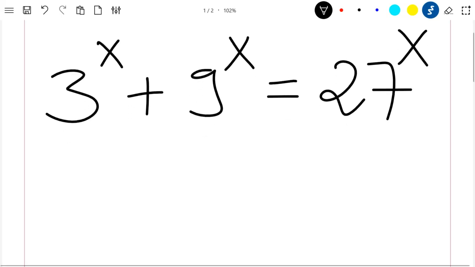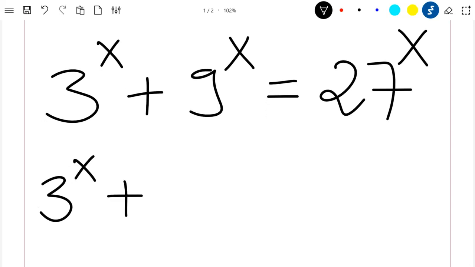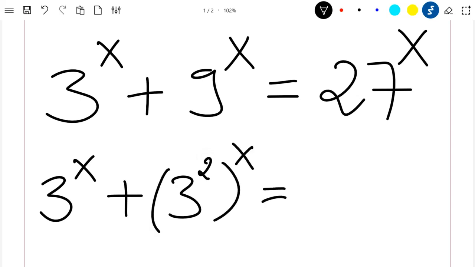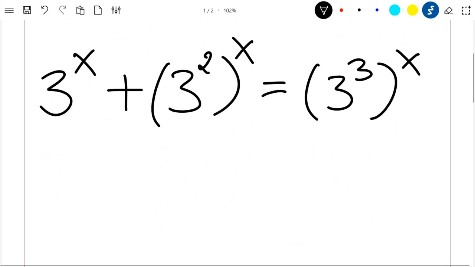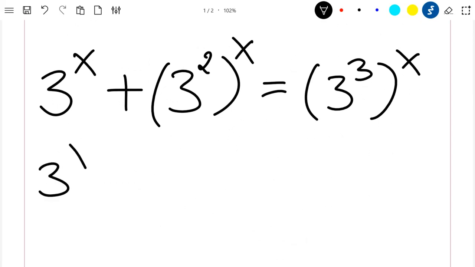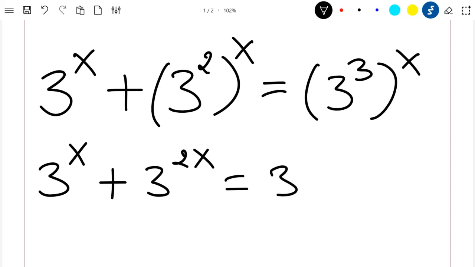So let me just rewrite my equation as 3^x + 9^x, where 9 is 3 squared, so (3^2)^x. And 27 is 3 to the power 3, so I will just have 3^(3x). I can still rewrite this equation as 3^x + 3^(2x) = 3^(3x).